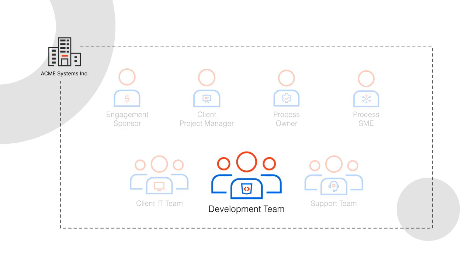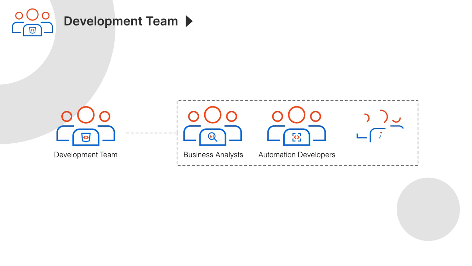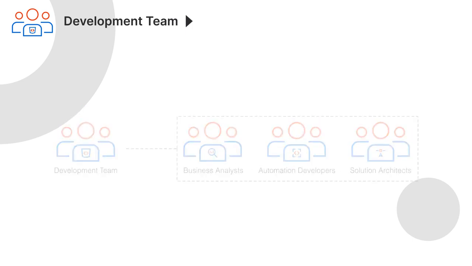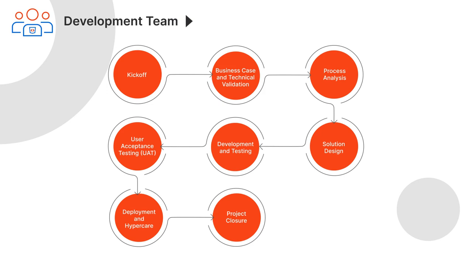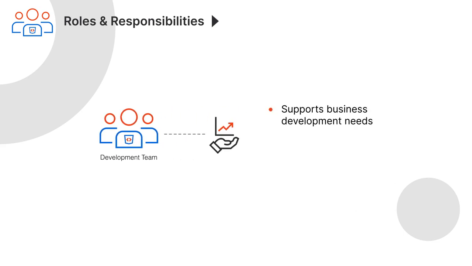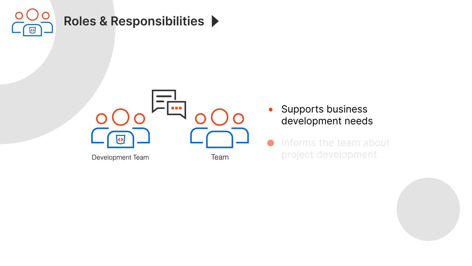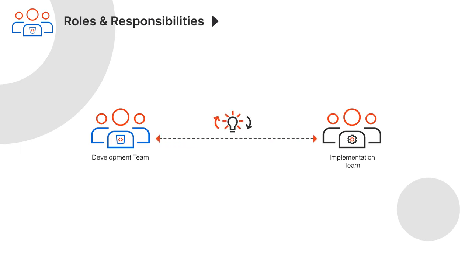Another sub-team is the client development team, which may include business analysts, automation developers, and solution architects. As a result of its specific responsibilities, the client development team participates in all stages of implementation. Development team members perform similar roles to their respective UiPath Automation team counterparts, supporting the business development needs and keeping others on the team informed about project development. Their key task is to work with the UiPath Automation Implementation team and supply formal knowledge transfer to support resources.